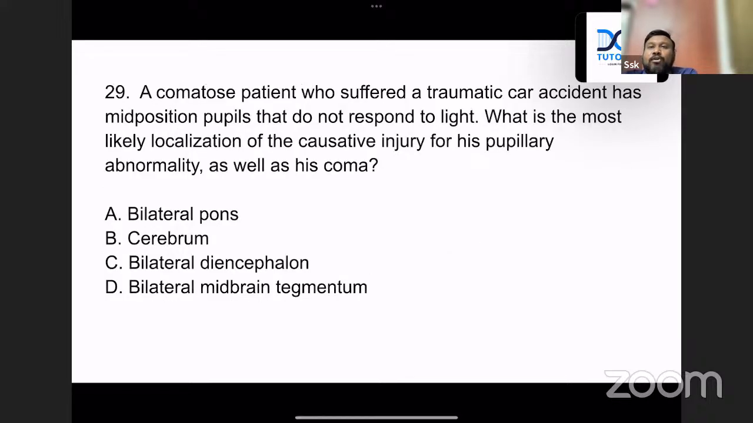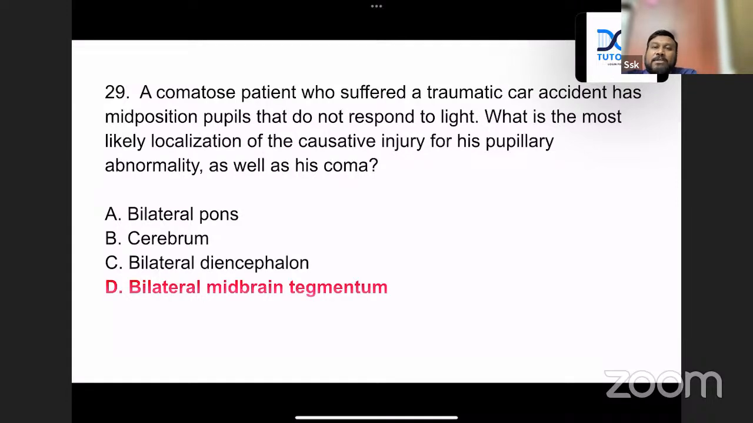And a comatose patient who suffered a traumatic car accident had mid-position pupils that do not respond to light. What is the most localizing causative injury for his pupillary abnormality? So here the pupils are in mid position and they do not respond to light. So the answer is going to be a midbrain injury. A bilateral midbrain tegmental injury is going to result in non-reactive pupils in the mid position.